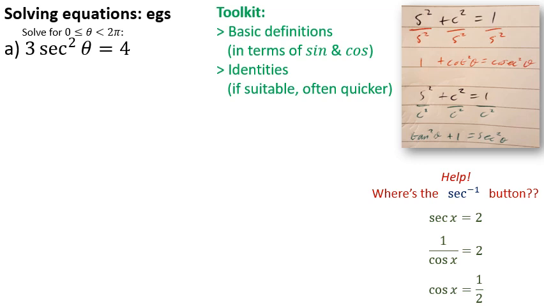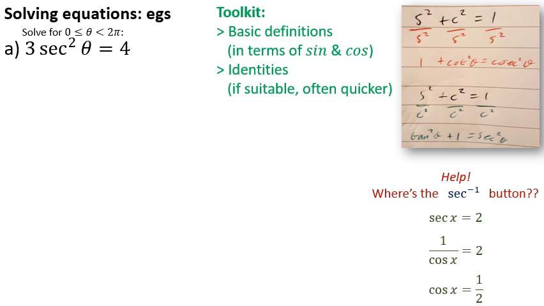Alright, let's start by looking at the first question. 3 sec squared x equals 4. The first thing I would do, as in any other example where you've got a trig equation to solve, is try to turn it into an equation that involves just a single trig function. This one already does involve a single trig function, and then try to turn it into a linear equation involving a single trig function.